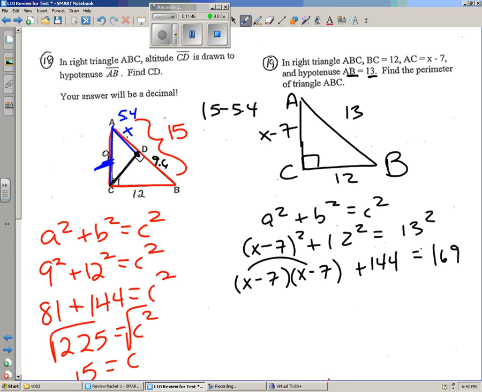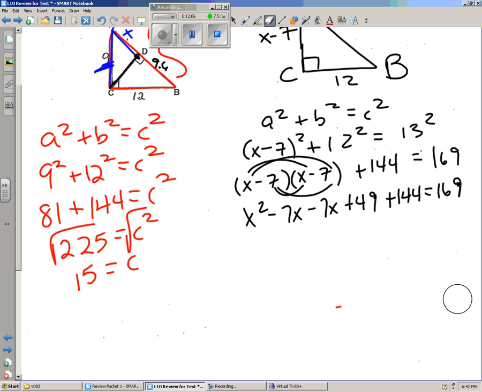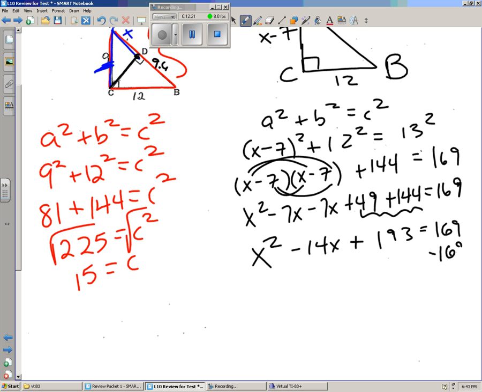So multiplying out, x times x is x squared. X times negative 7 is negative 7x. Another negative 7x. And a positive 49. A lot of people goofed on that today. Negative times a negative is a positive. Plus 144 equals 169. Simplifying the left-hand side will get us x squared minus 14x plus 49 and 144 makes 193 equals 169. Subtract 169 from both sides, and we get x squared minus 14x plus 24 equals 0.